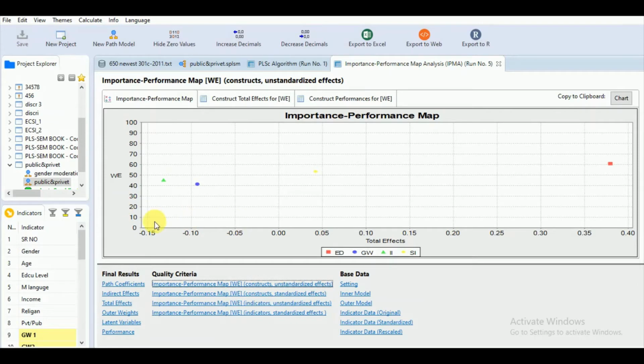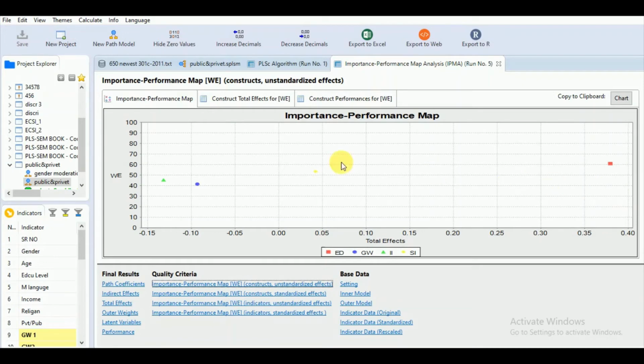contrasts the total effects of a certain predecessor construct, which plays a role in shaping the behavior of the target construct. The x-axis consists of the total effect of the predecessor construct, which consists of both direct and indirect effects, while on the y-axis we have the average latent variable scores, and it ranges from 0 to 100. And the goal is to identify the predecessors that have a relatively high importance for the target construct, that is, those that have a strong total effect but also have a relatively low performance, that is, a lower average latent variable score.